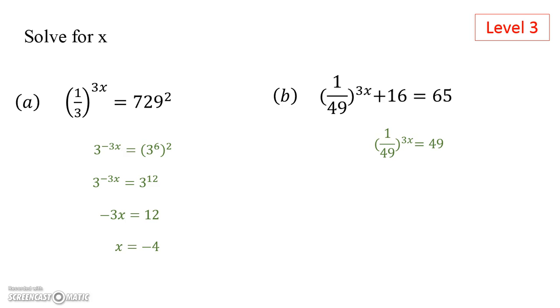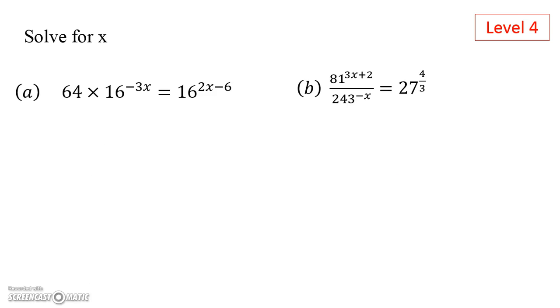Okay, and now make the bases the same. 1 on 49 is not the same as 49, so make the bases both into 49. Because it's 1 over, it'll be negative, and this is 49 to the 1. So then negative 3x equals 1, and x equals negative a third. Level 3 complete.